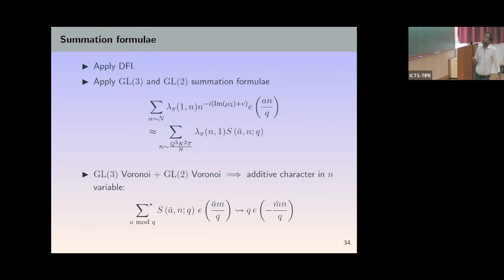Now you apply Voronoi summation formulas GL3 and GL2. Here is a crucial observation that was also presented in Munshi's paper. If you evaluate the sum over a, the character sum, where S(a bar, n; q) is the Kloosterman sum, and E of a bar m by q will come up when you apply the GL2 Voronoi formula. If you evaluate this, you will get an additive character in the variable n, which is very important when you want to apply various other summation formulas later on.